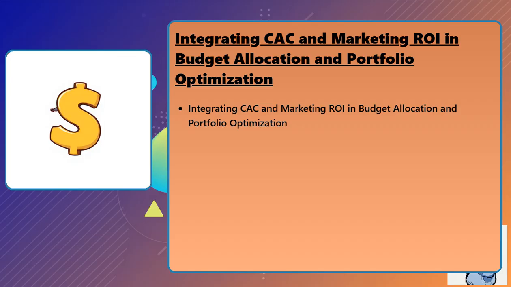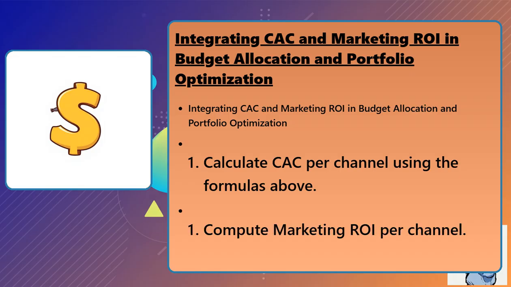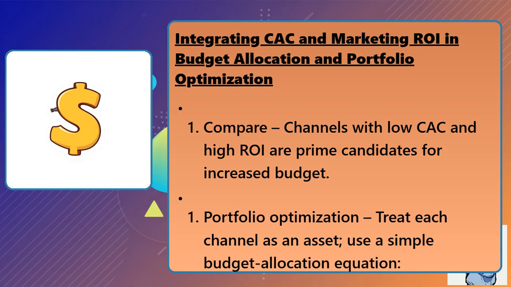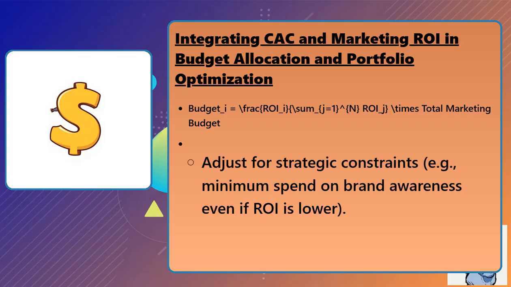Integrating CAC and marketing ROI in budget allocation and portfolio optimization. 1. Calculate CAC per channel using the formulas above. 2. Compute marketing ROI per channel. 3. Compare channels: those with low CAC and high ROI are prime candidates for increased budget. 4. Portfolio optimization. Treat each channel as an asset. Use a simple budget allocation equation: Budget sub i equals ROI sub i divided by the sum from j equals 1 to n of ROI sub j, multiplied by total marketing budget. Adjust for strategic constraints, for example, minimum spend on brand awareness even if ROI is lower.